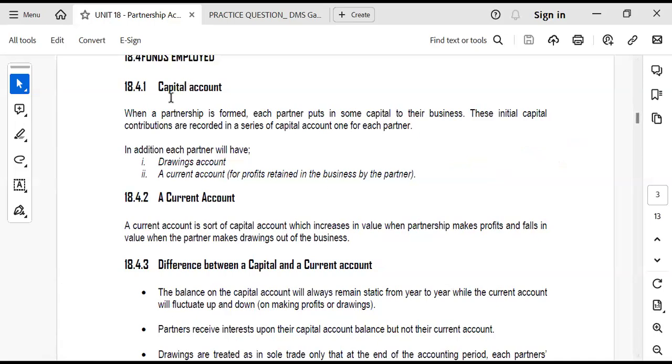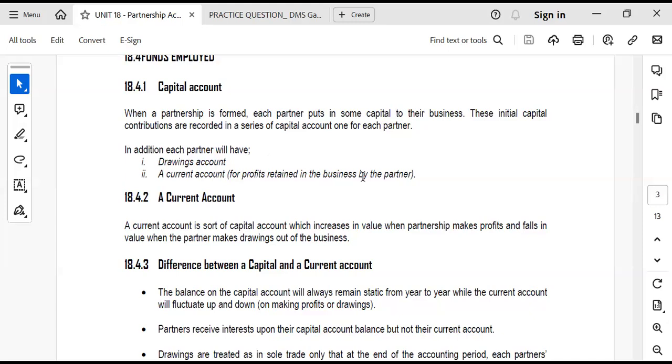So back to the notes here. When a partnership is formed, each partner puts in some capital to their business. These initial capital contributions are recorded in a series of capital accounts, one for each partner. Like I said, we list the names. And in addition, each partner will have a drawings account and a current account. A current account is for profit retained in the business by the partner. That's why I'm saying usually a current account will have movements. This year you make profit, tomorrow you may make a loss, the other day you make a profit.